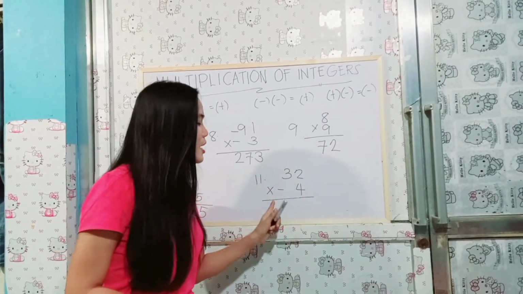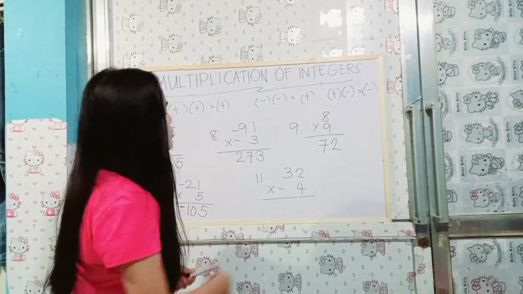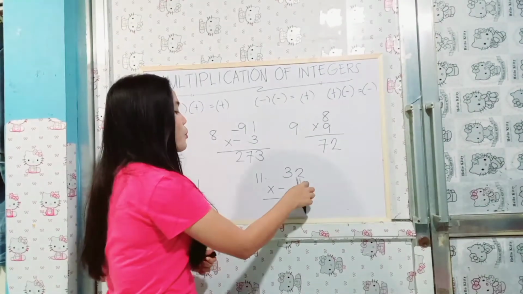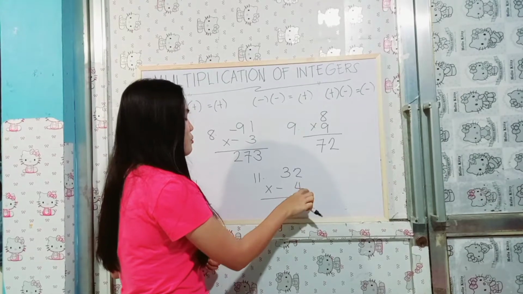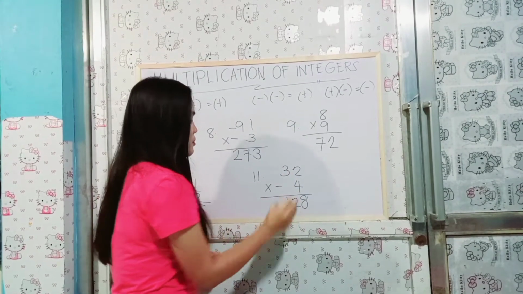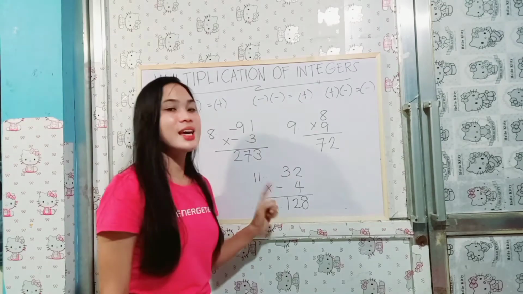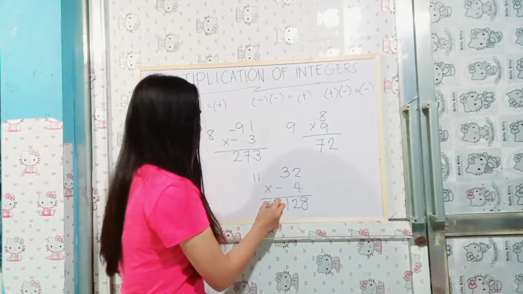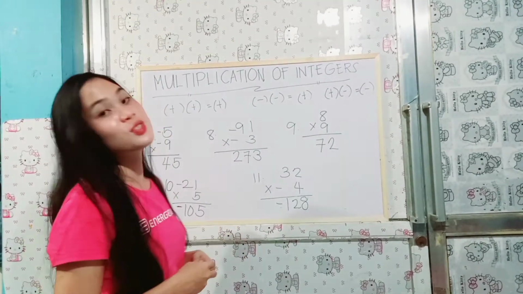Okay. Next, we have here positive 32 times negative 4. Let's multiply the absolute value. 4 times 2 is 8. 4 times 3 is 12. So positive times negative, they are different. So the answer will be negative 128.